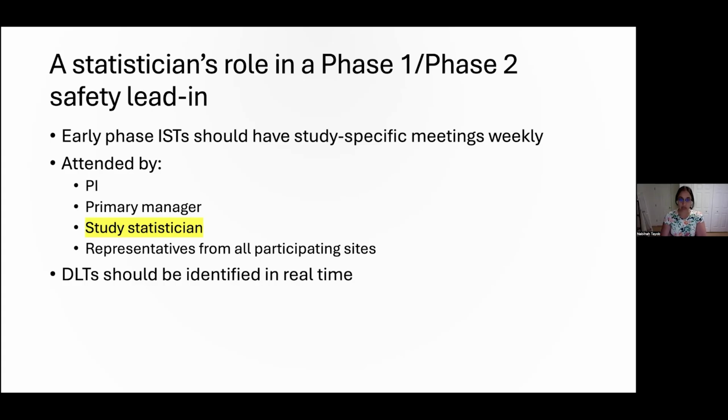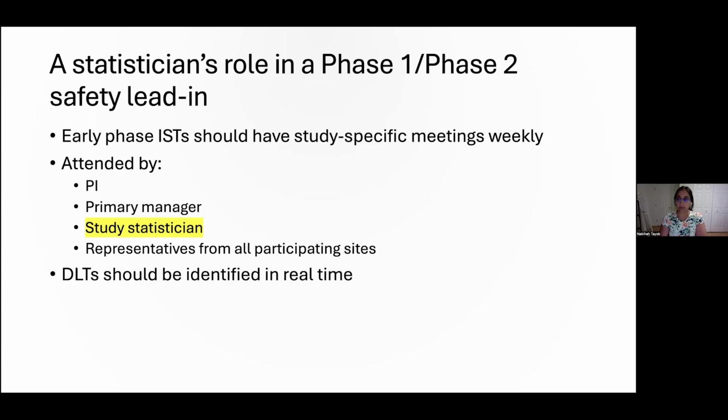During this meeting, they go through each patient and say, what are the updates on this patient? What adverse events have been identified? Are any of them DLTs? And then it kicks off this kind of discussion.